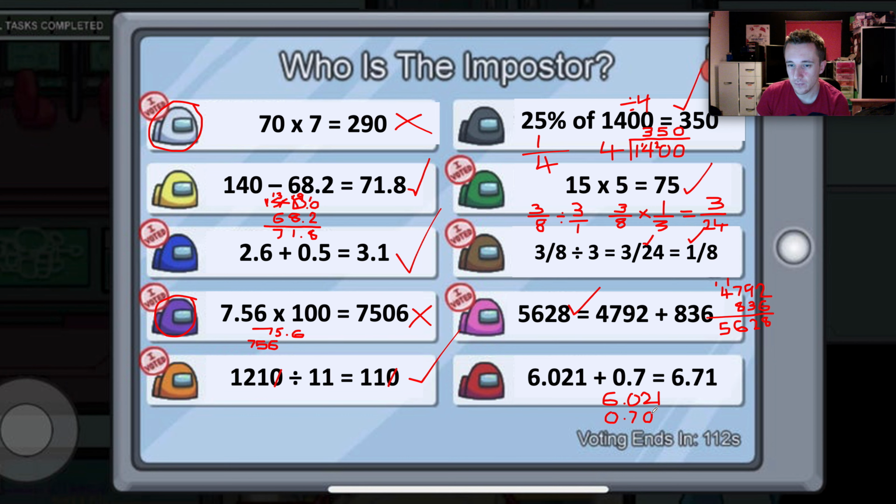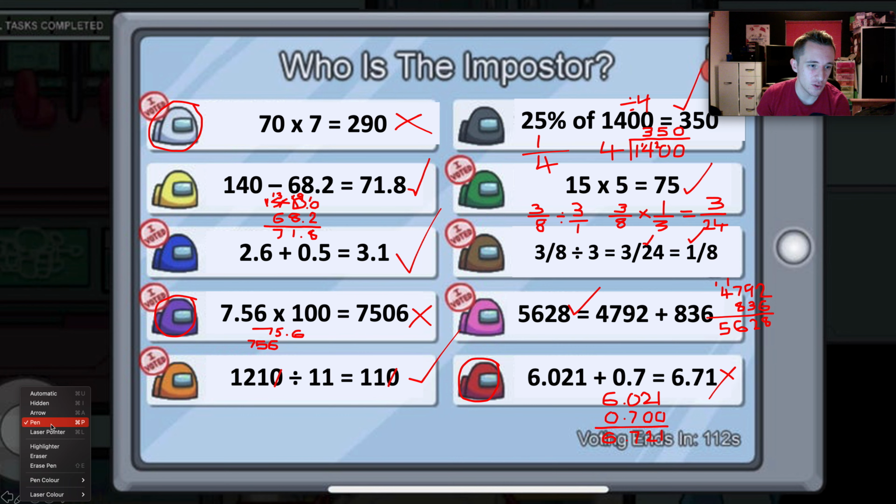create 2 decimal places there for you. 1 add 0 is 1, 2 add 0 is 2, 7 add 0 is 7, and 6 add 0 is 6. So it's 6.721, which means this one is incorrect. So we have 3 imposters. We have white, purple, and red.